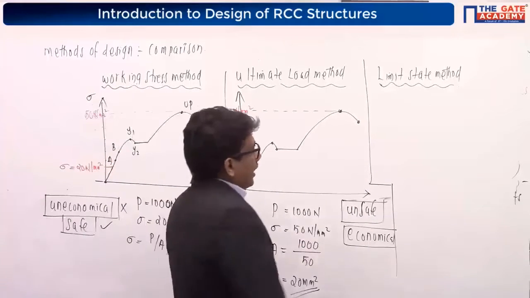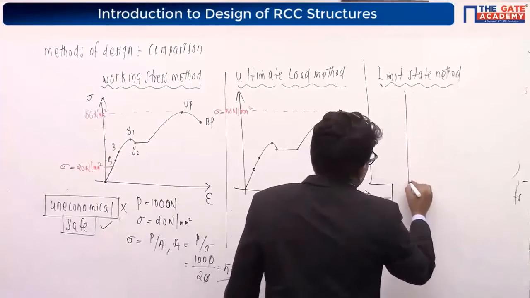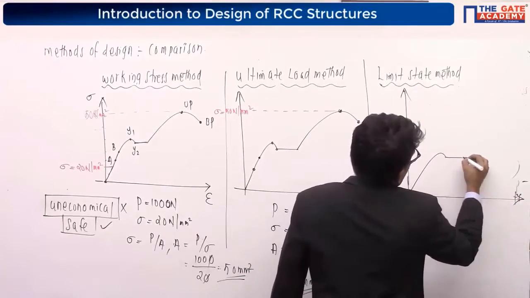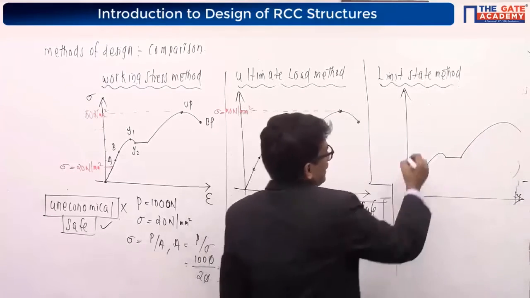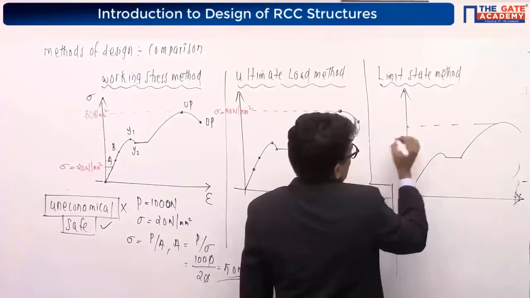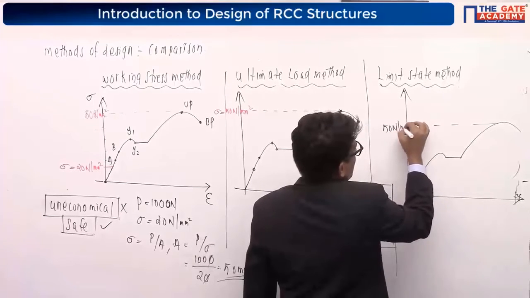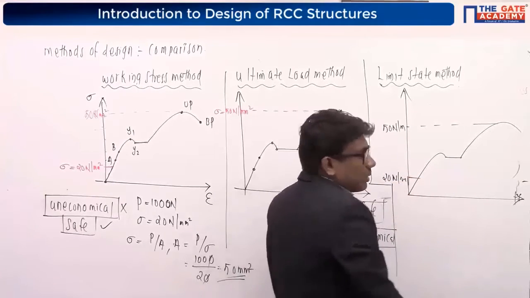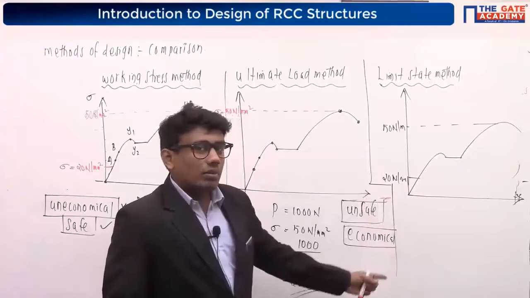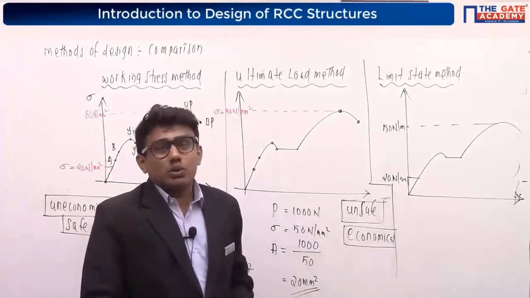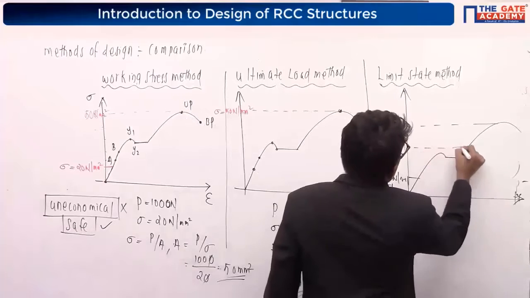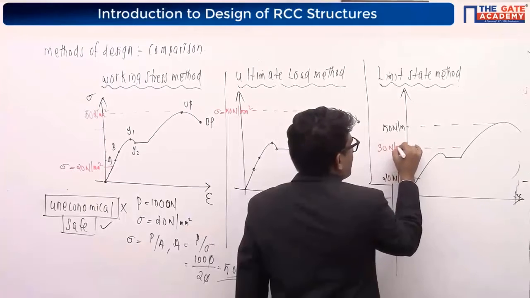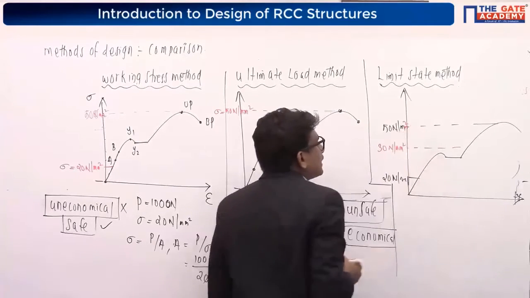where if I consider the same material, that is our mild steel bar, and if I consider the stress strain curve like this, suppose the maximum stress is 50 Newton per mm square, and the stress value considered there is 20 Newton per mm square. In limit state method of design, I am not going to choose 20 Newton per mm square, I am not going to choose 50 Newton per mm square. I will consider a stress value in between these two values. Suppose it is around 30 Newton per mm square.